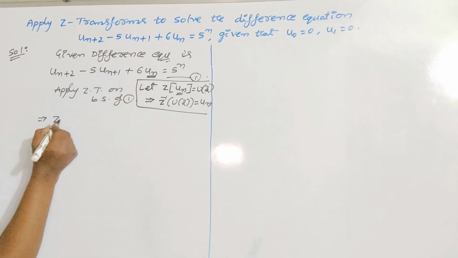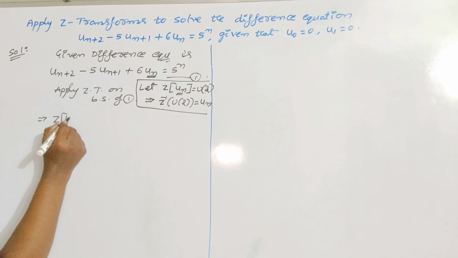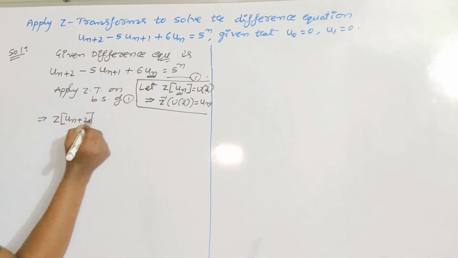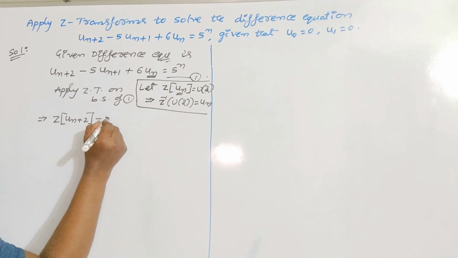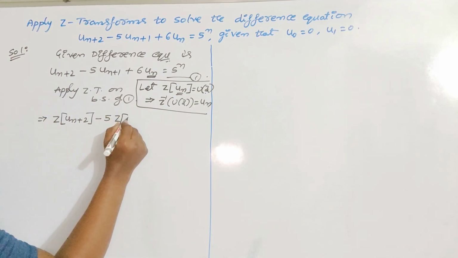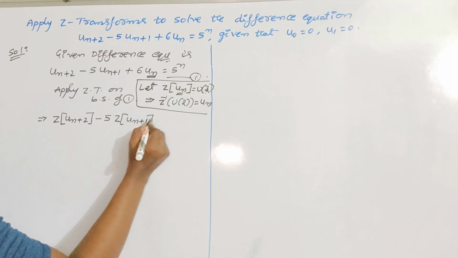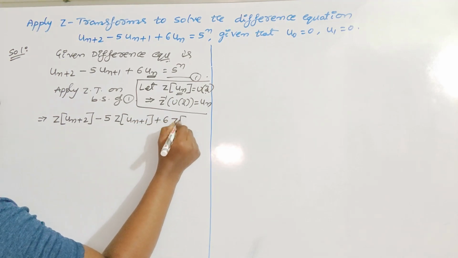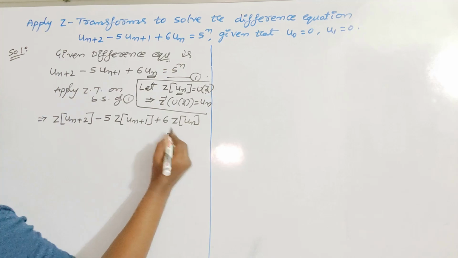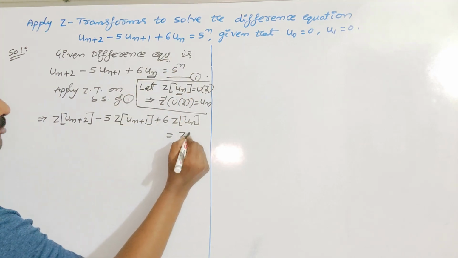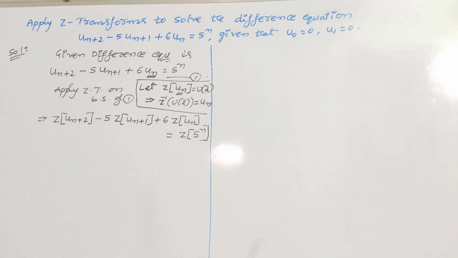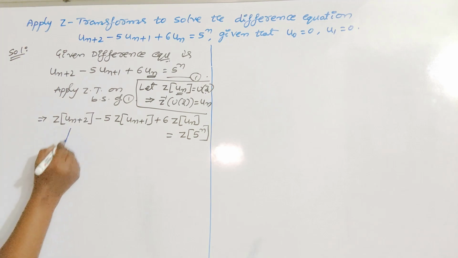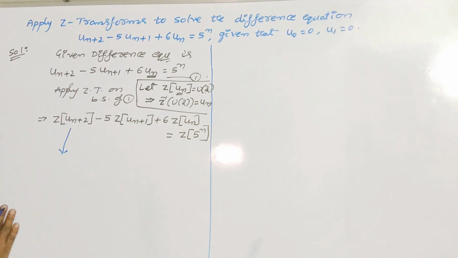By applying the linear property, you will get Z transform of u(n+2) minus 5, which is a constant, right outside the operator Z, so 5 into Z transform of u(n+1), plus 6 into Z transform of un. On the right side we have 5 power n. We have to apply the Z transform to that term also. Now by using shifting properties from the left, we have to write the formula of Z transform of u(n+2).